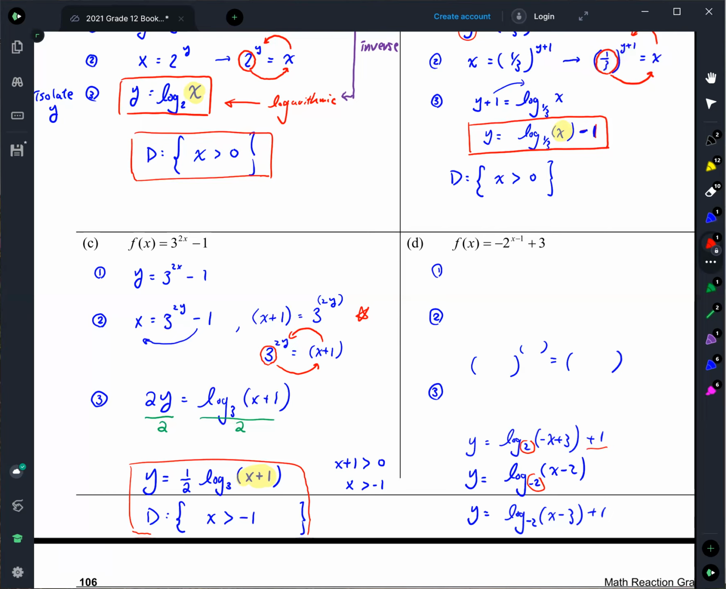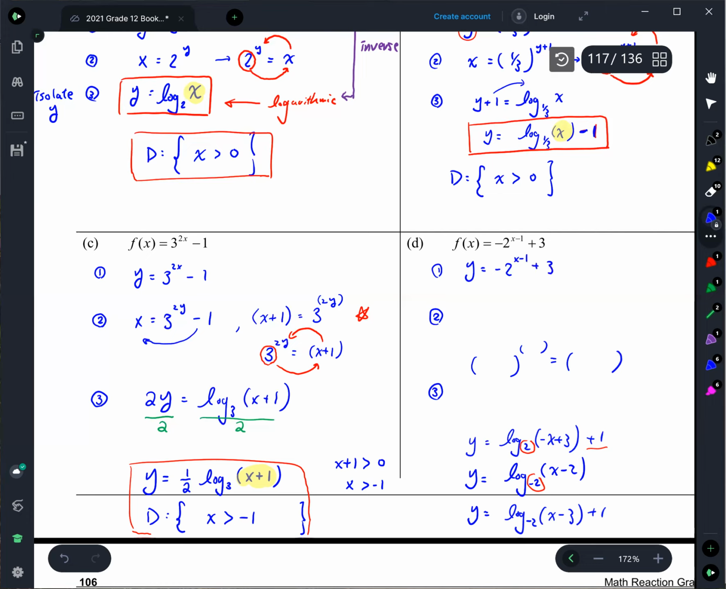So step 1, everyone should know that already, so I won't ask you. Just write it as y equals. And then step 2, before we do counterclock, we need to change into the exponential form. But of course, we have to switch x and y, right?